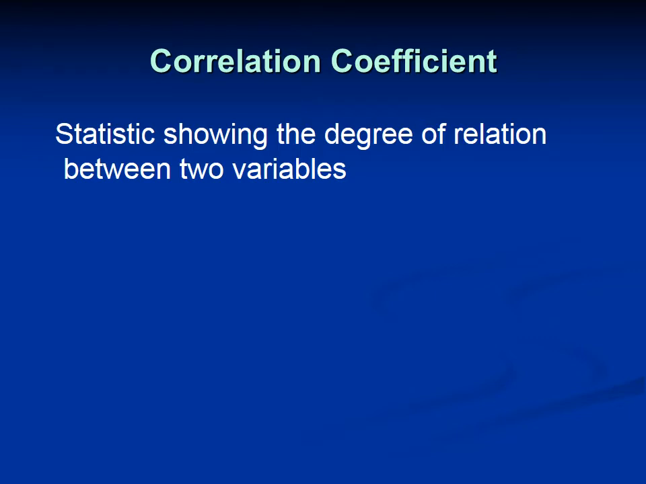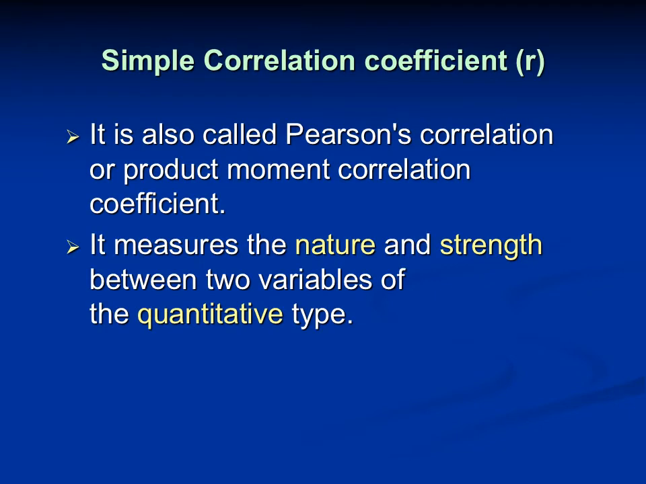Correlation coefficient. The correlation coefficient is a statistic that shows the degree of relation between two variables. It is a statistic, and normally it is denoted by a small r. There could be very many correlation coefficients that we can use, but the most commonly used is what we call Pearson's correlation or the product moment correlation coefficient. This is the one that is widely used, maybe because it's easier to calculate and easier to interpret.